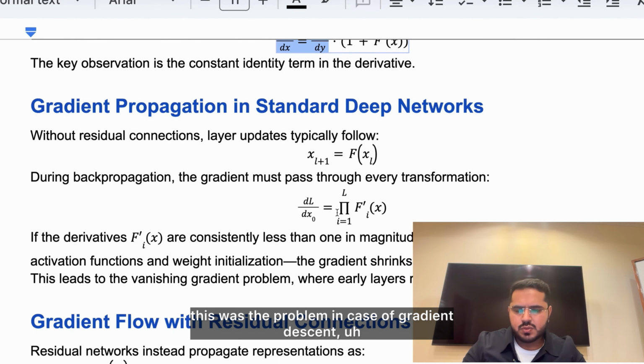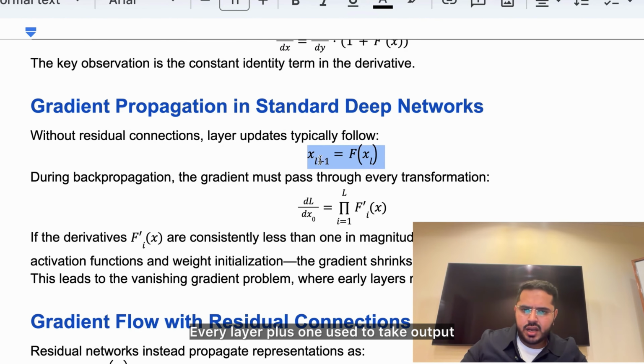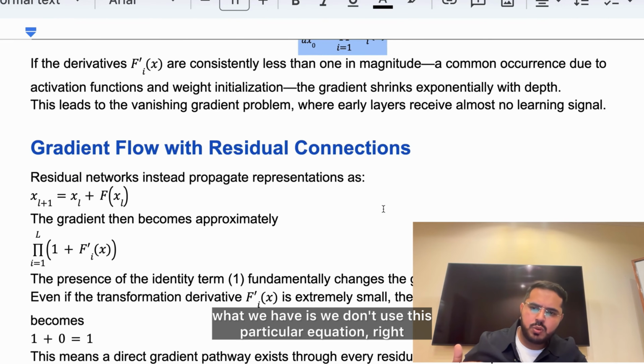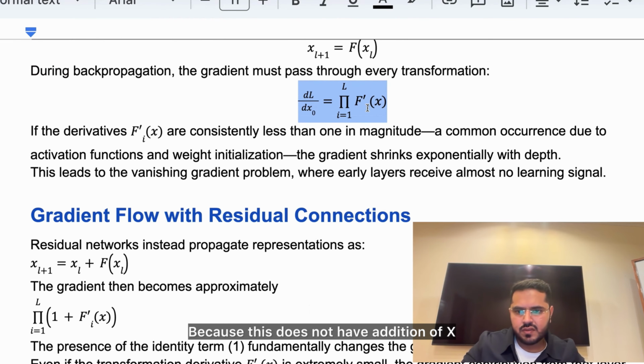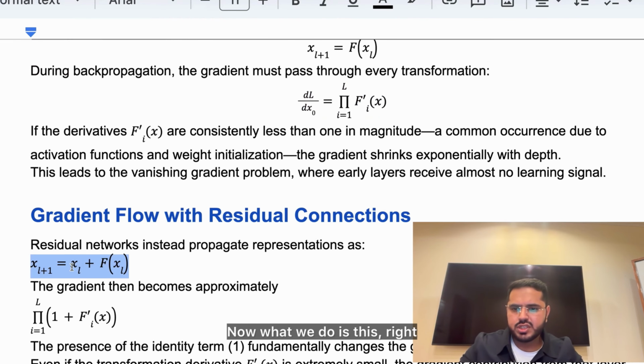This was the problem in the case of deeper neural networks. Every layer plus one used to take the output of the previous layer, and we used to multiply them. But now we don't use this particular equation, because it does not have the addition of x. Now what we do is this.